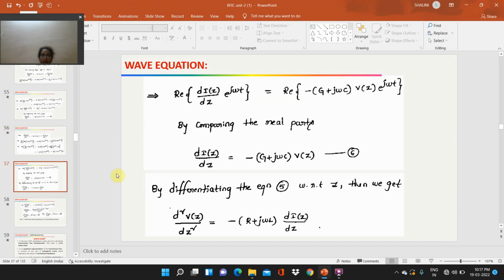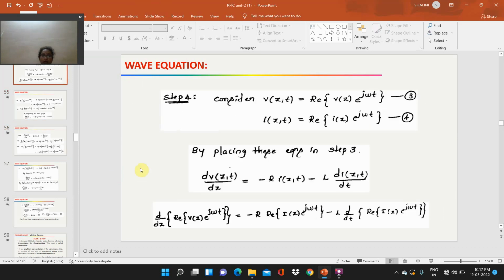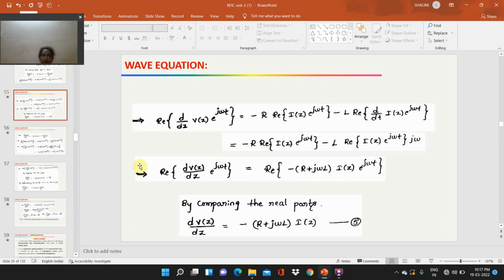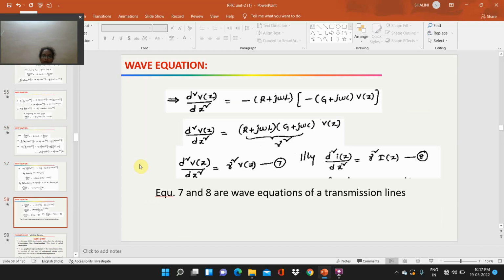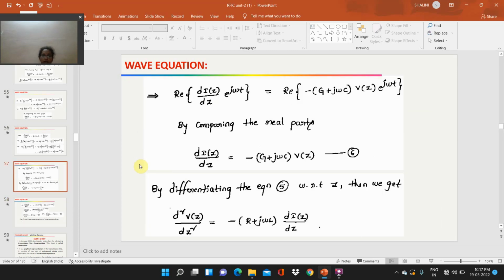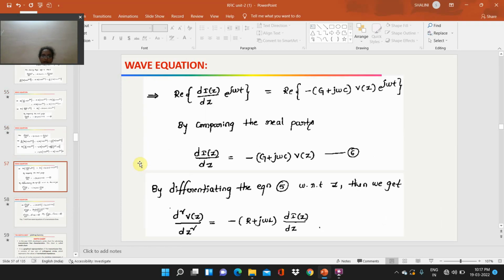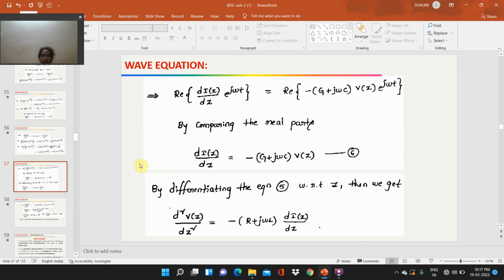Hence, by comparing the imaginary terms and the real terms, the equations will be obtained. Equations 7 and 8 are the wave equations of a transmission line. Yes, the seventh equation is like this. The sixth, seventh and eighth equations are known as the wave equations of a transmission line.